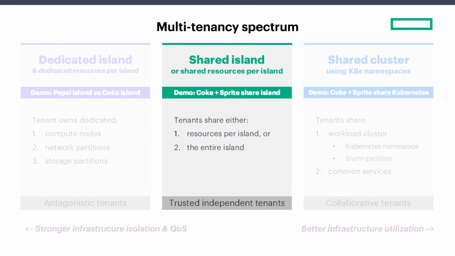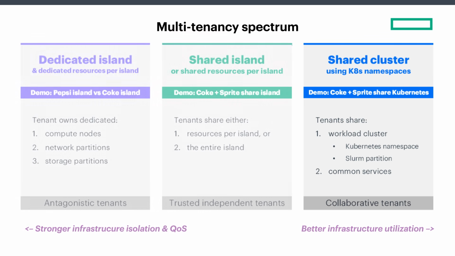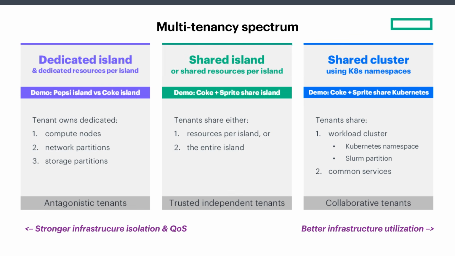In the middle, trusted independent tenants, like Coke and Sprite, might want to share resources on an island or the entire island itself. On the right, project-based or collaborative tenants share a workload cluster partitioned by Kubernetes namespaces or Slurm partitions, giving them the best infrastructure utilization. Let's demonstrate each of these.